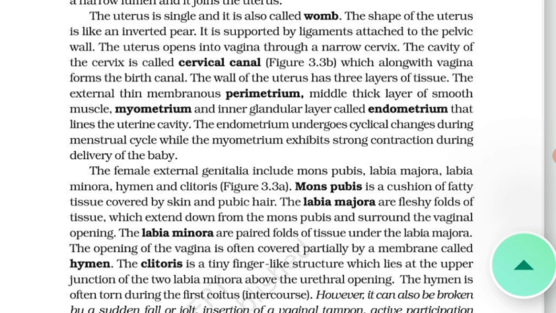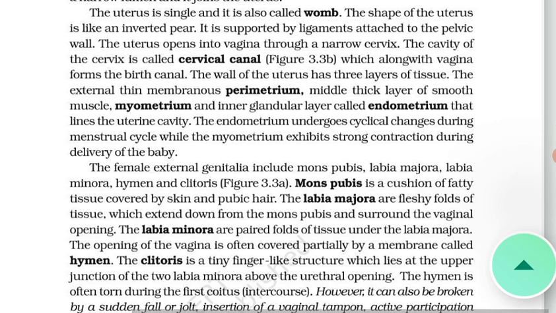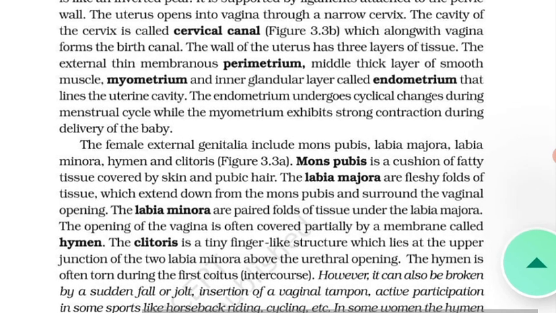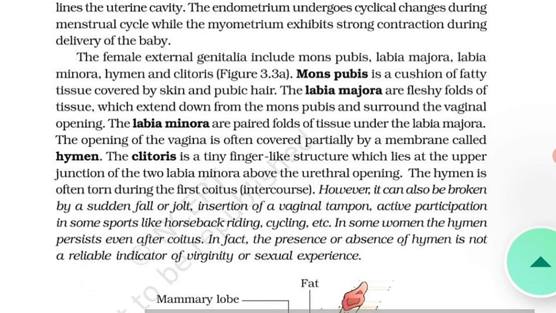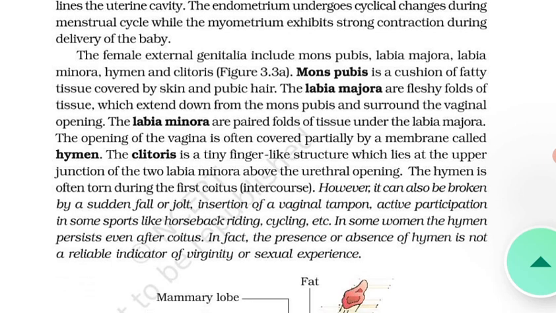Once again I am repeating it. The external, thin membranous layer is called perimetrium, the middle thick layer of smooth muscles is called myometrium, and the inner glandular layer is called endometrium that lines the uterine cavity. Uterine cavity को कौन लाइन करती है? Endometrium, जो कि inner glandular layer है. ठीक है? Clear है? The endometrium undergoes cyclical changes during the menstrual cycle, while the myometrium exhibits a strong contraction during delivery of the baby. The female external genitalia include mons pubis, labia majora, labia minora, hymen and clitoris.